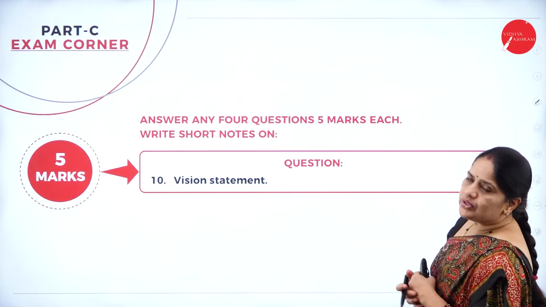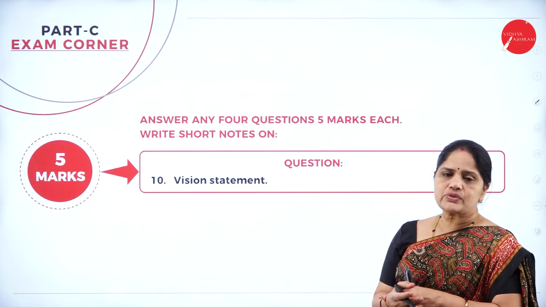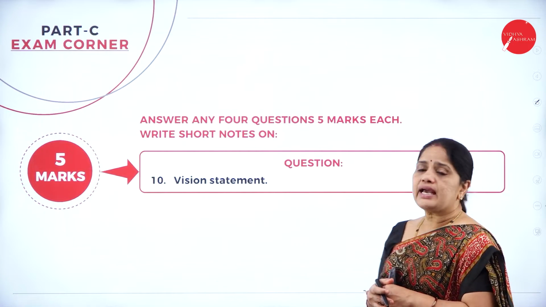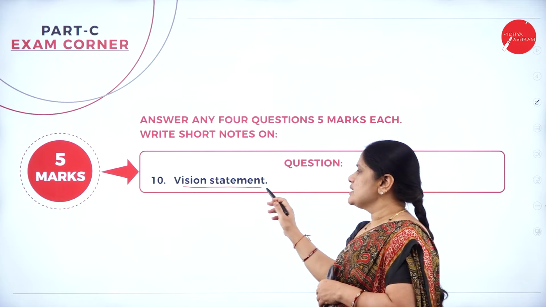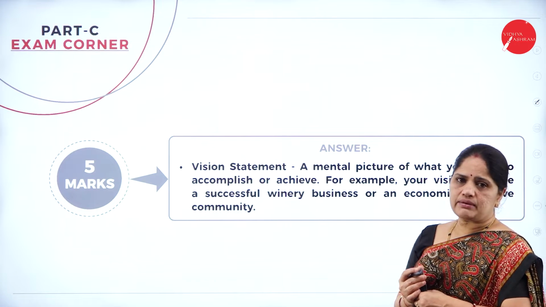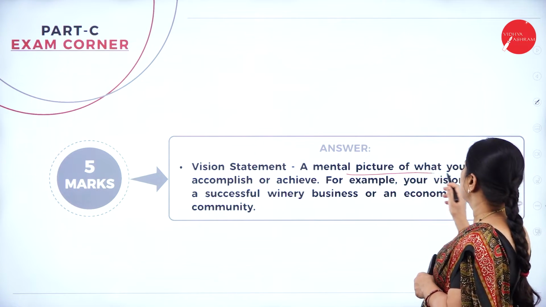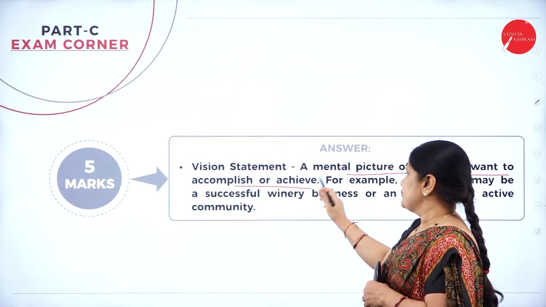Then we come to part C. In this part C, it will comprise 6 questions carrying 5 marks each. Out of that you have to answer any 4 questions. In this they have asked what is the vision statement. Write short notes on the vision statement. Now, what is a vision statement? A mental picture of what you want to accomplish or achieve.